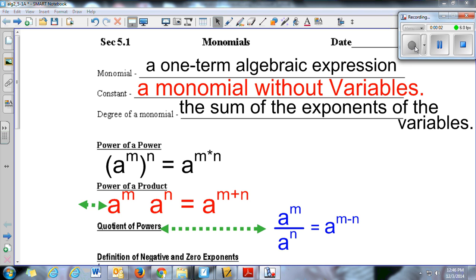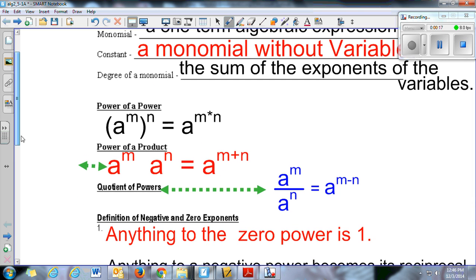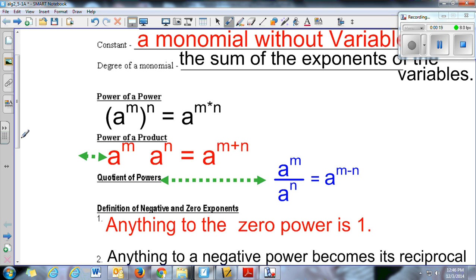All right, so we're back here again talking about monomials. We'll call this monomials part 2. Yesterday we spent some time talking about different types of rules that we have in terms of monomials. Power to a power, where we take our exponents and multiply. If we're multiplying two variables, how we take our exponents and we add them together.